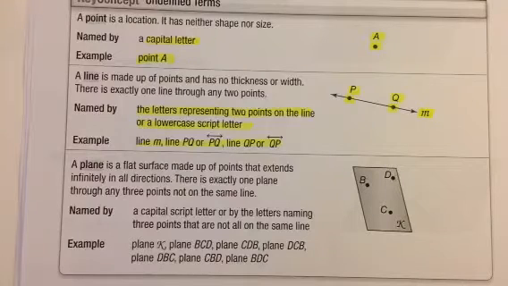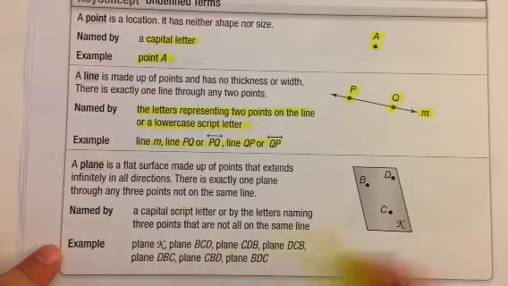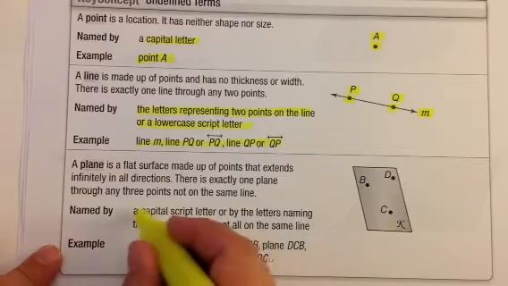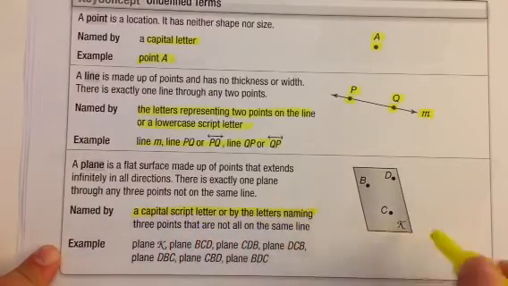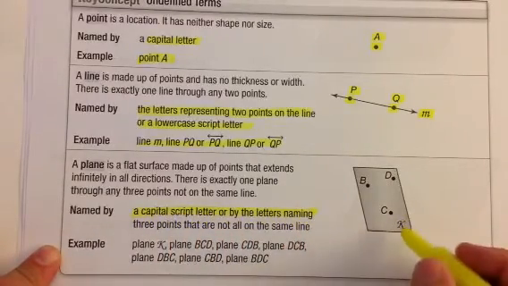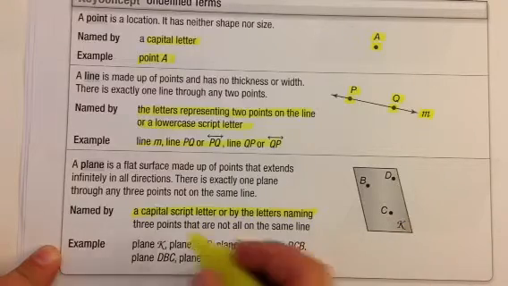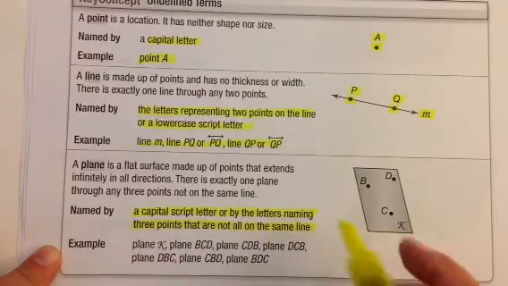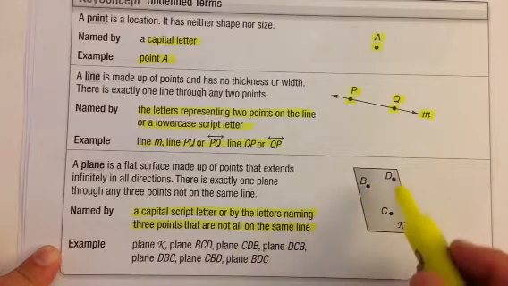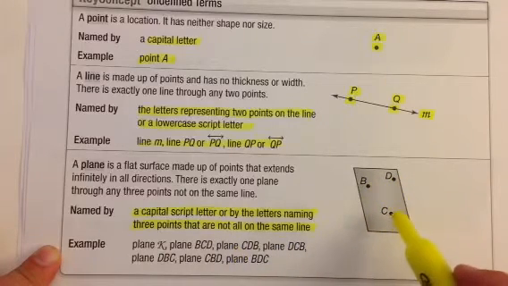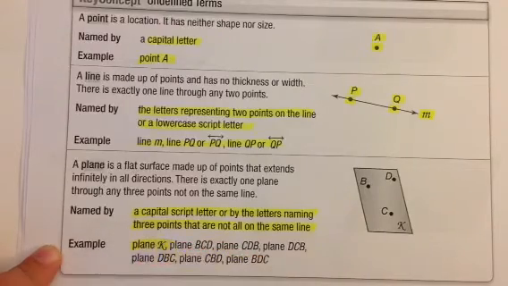And if I have at least 3 points that are not all lined up, that gives me an idea of how that plane should be thought of. There's ways we can name this plane. We can name it with a capital script letter, or capital cursive letter, or by the 3 points that are not on the same line. So we could call this plane BCD, BDC, CDB, anything like that, or just call it plane K. Most of the time we're just going to call it plane K.